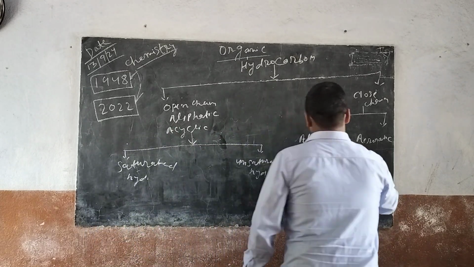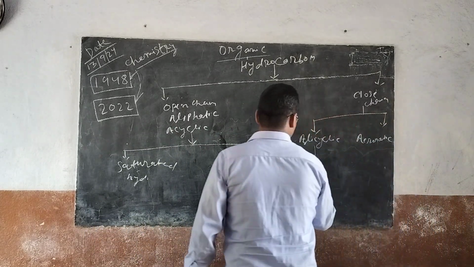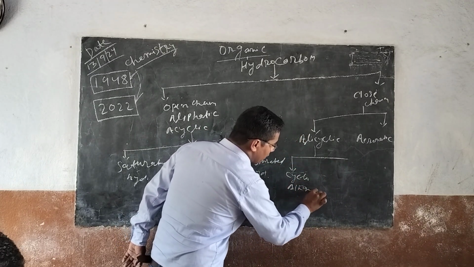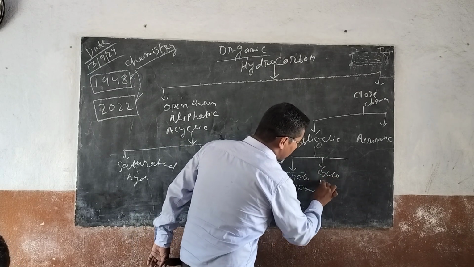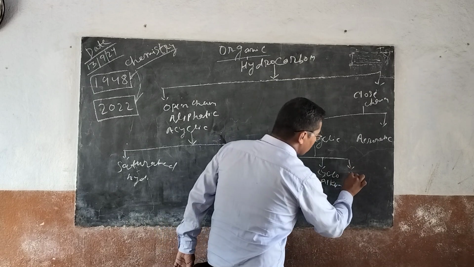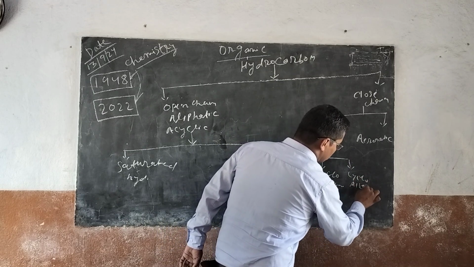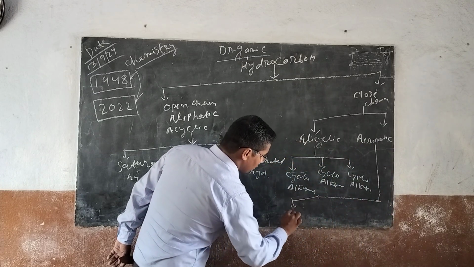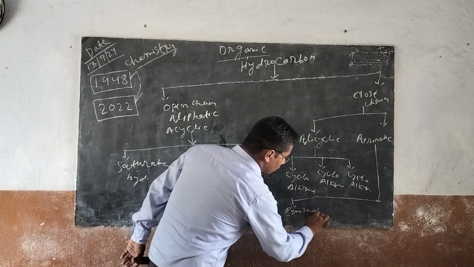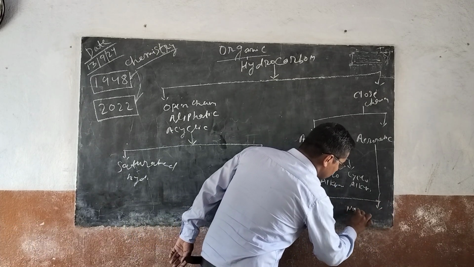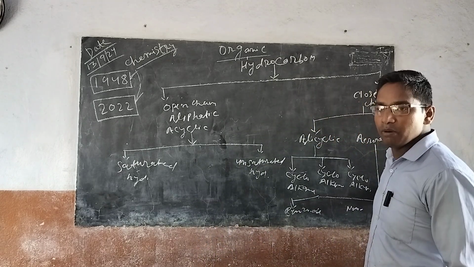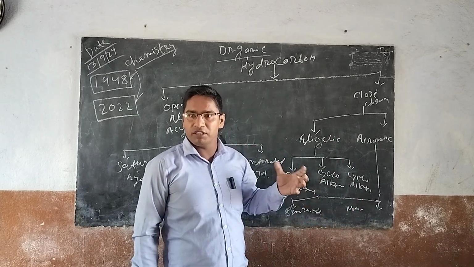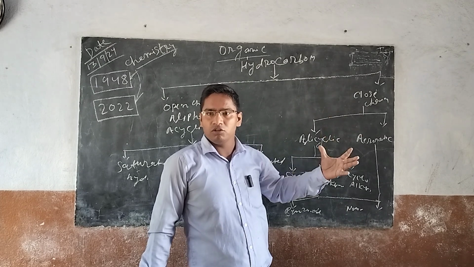Now in alicyclic, there are also three subcategories: cycloalkane, cycloalkene and cycloalkyne. In aromatic there are also two types: first benzoid and non-benzoid. These are not in class 10, but we have to know about them, because when you know the basic things in class 10, then you will not face any kind of difficulty in 11th or 12th, or other competitive examinations. You will feel better.